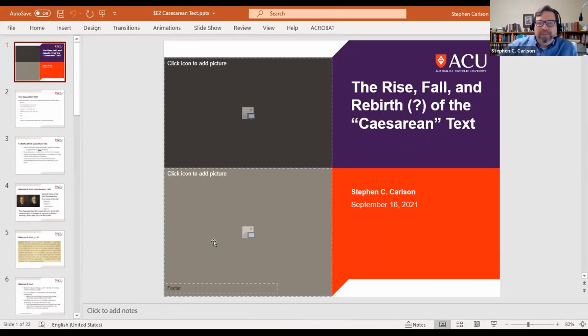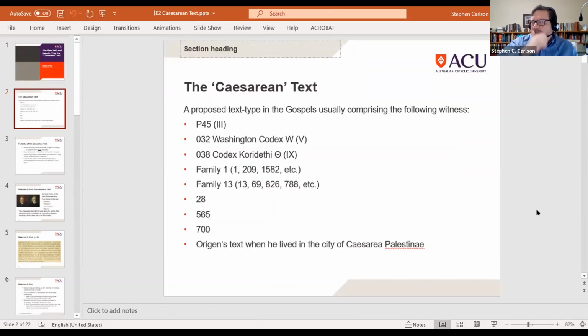All right, this little talk is about the rise, fall, and rebirth (question mark) of the so-called Caesarean text. What is the Caesarean text? You'll get the whole lecture or definition of what a text type is with Peter's lecture after this, but I'll just briefly indicate what it is. It is a proposed text type in the Gospels, usually comprising the following witnesses of particular interest.